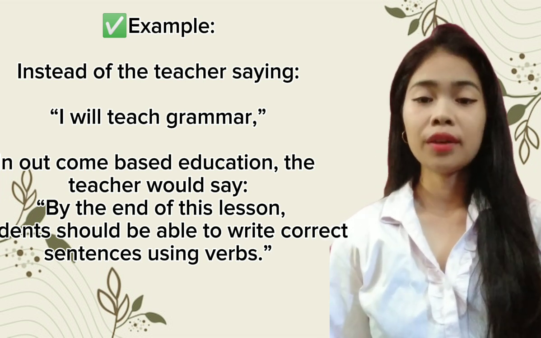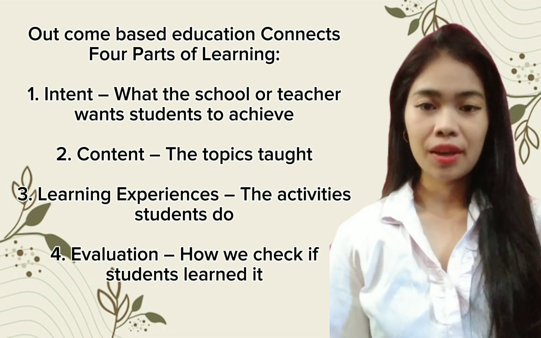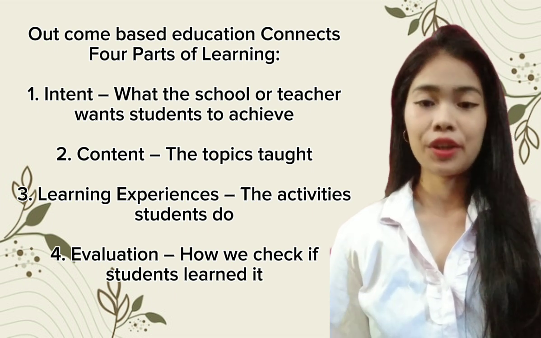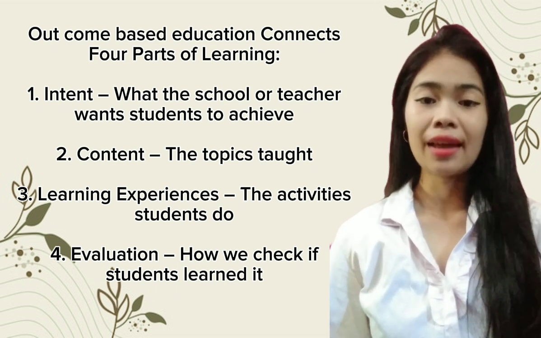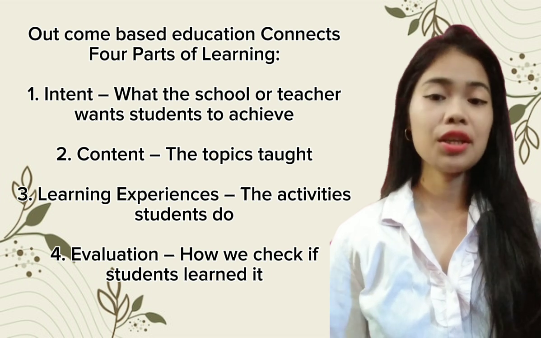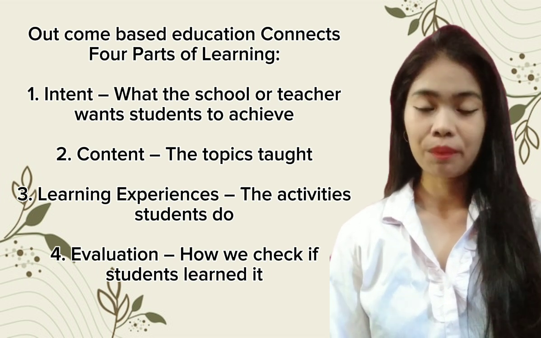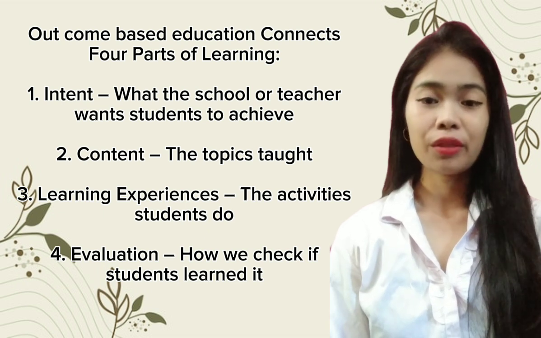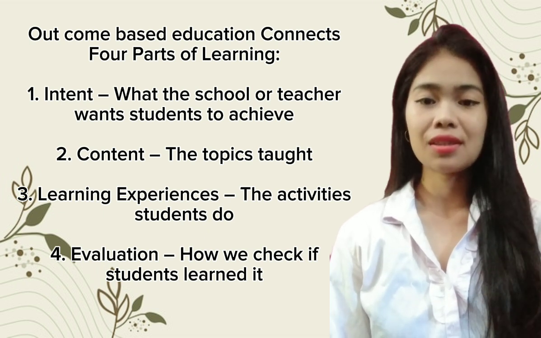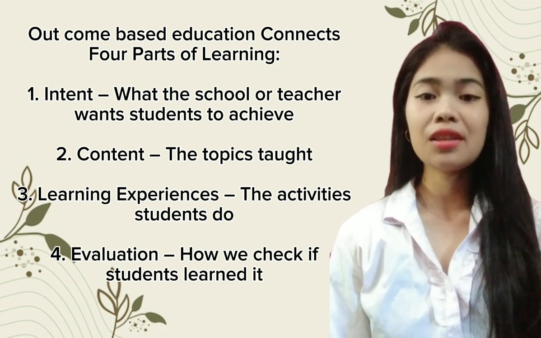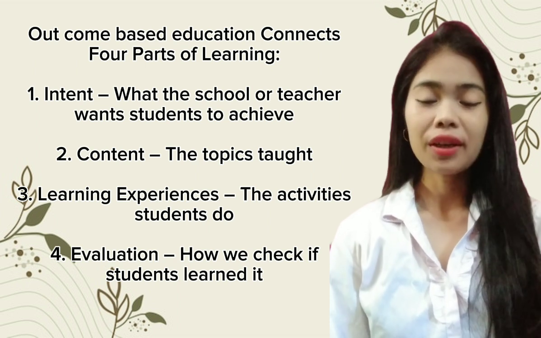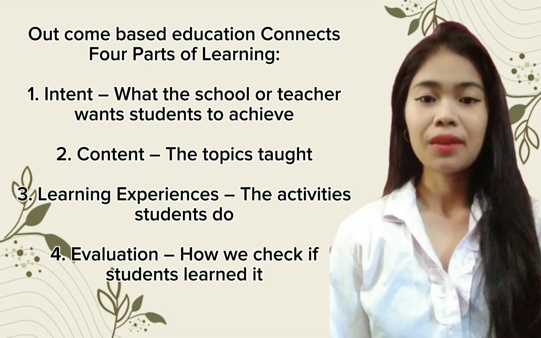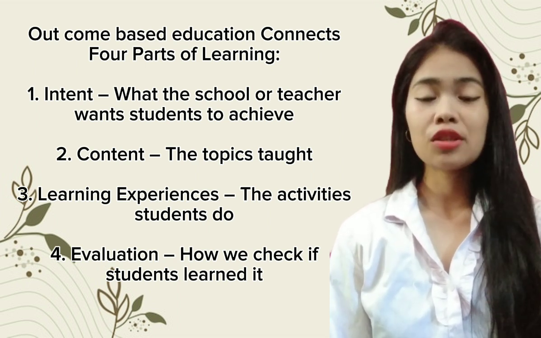Now let's go on to how outcome-based education connects four parts of learning. First, we have the intent. This is what the school or teachers want students to achieve. The second is the content. These are the topics taught. The third is learning experiences. This is the activities students do. And fourth, this is the evaluation. How we check if students learned it.